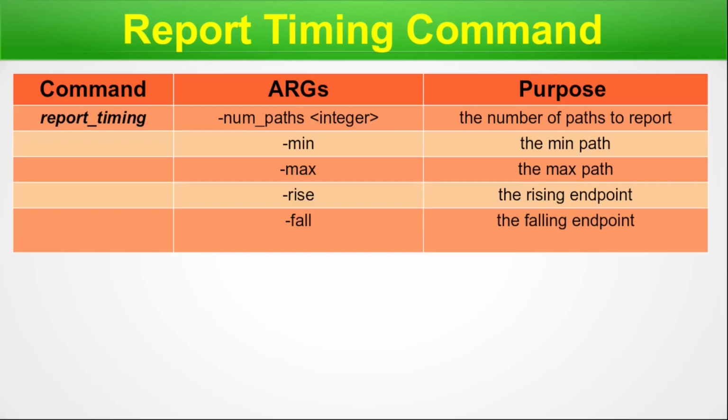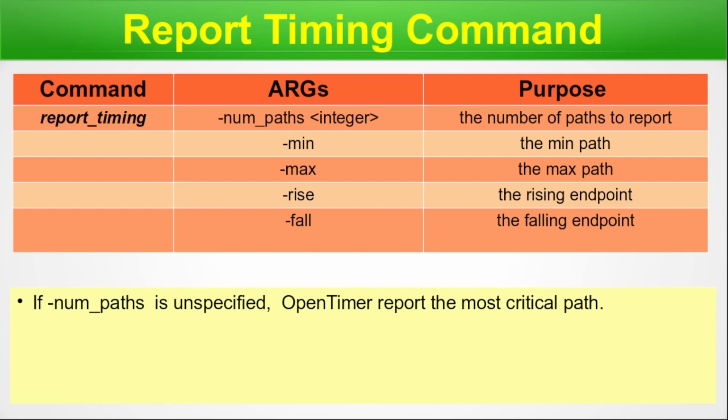Report timing command. This is the most important command in STA. Without this, you cannot do the analysis. Where is my mouse pointer? The command is report_timing. Then we have the number of paths. We can put an integer for how many paths we want reported, so it means the number of paths to report. Then we have min, the min path analysis. The max is the max path analysis. Then we have rise and fall, the rising endpoint and the falling endpoint. So these are all arguments and their purposes. Now let me tell you some more facts about this command.